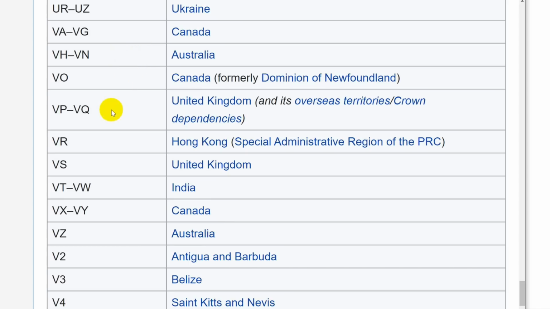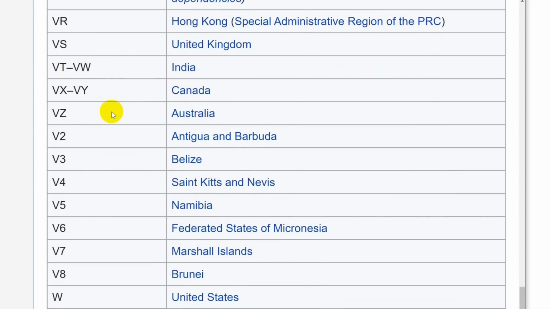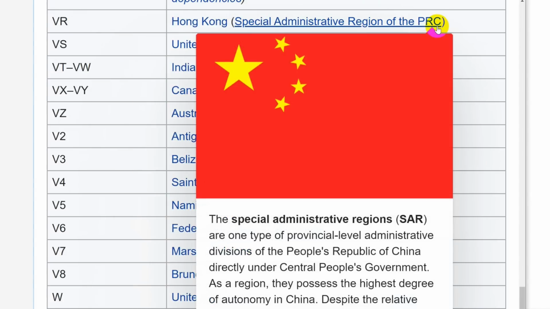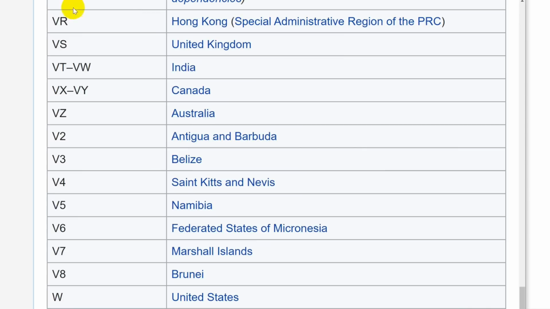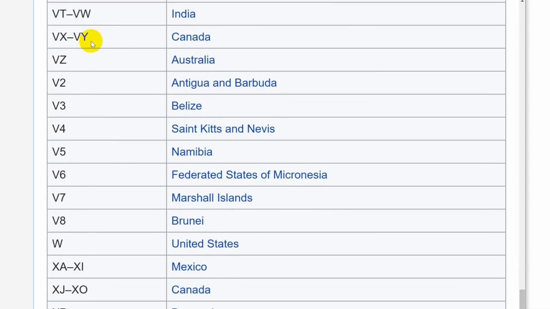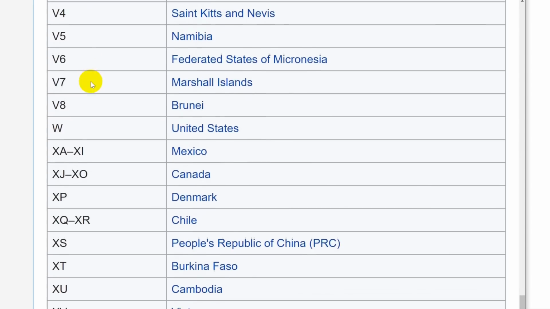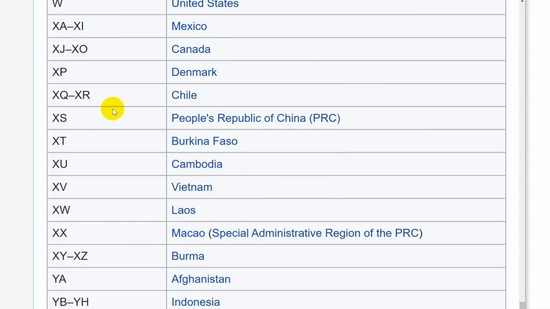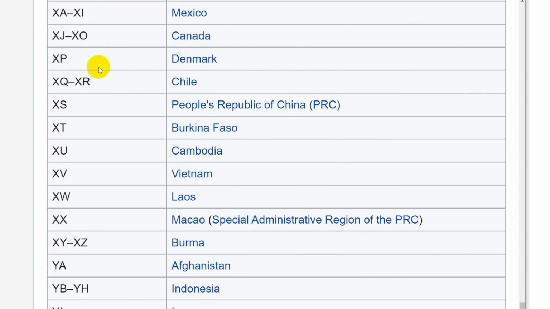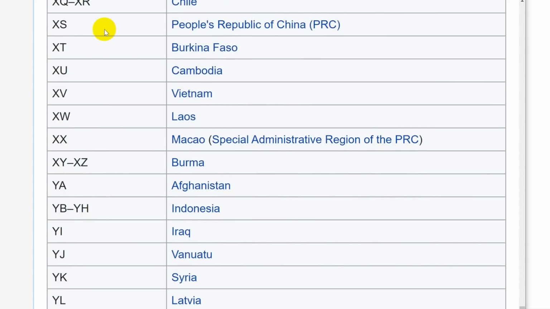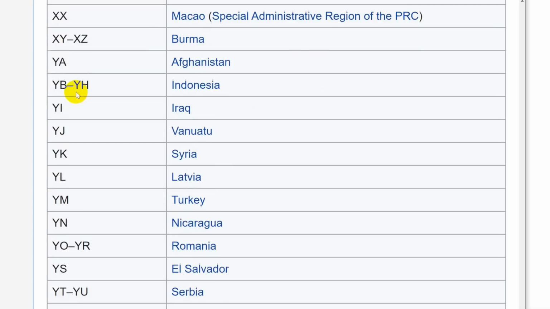Here's VP through VQ, United Kingdom again, and VS. Hong Kong, this is interesting because the Special Administrative Region of the PRC, People's Republic of China, has been sort of recently, like in the last year, absorbed more directly into it. And Canada, here's some VX and VYs. United States W again. Mexico with its X's. People's Republic of China, XS. Okay, and you get some odd ones.